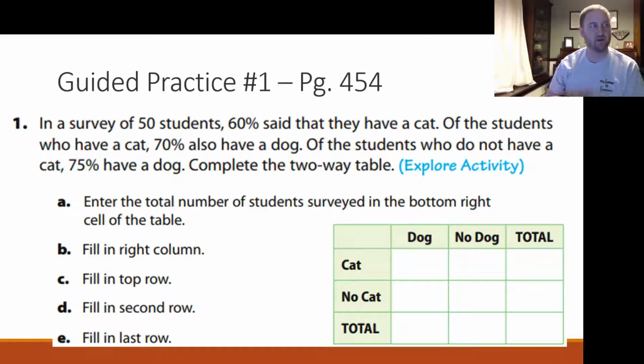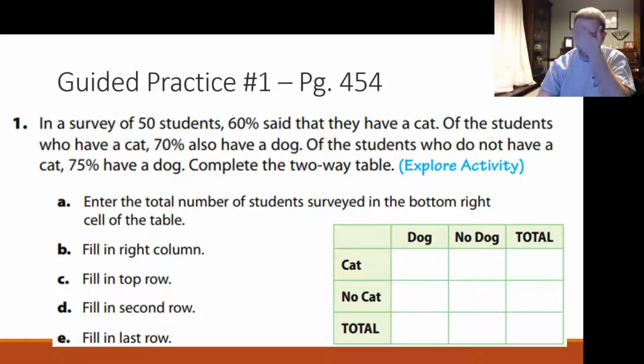All right, so what I want you to do is go ahead and fill this out on your own. Okay, so it says in a survey of 50 students, 60% said they have a cat. Of the students who have a cat, 70% also have a dog. Of the students who do not have a cat, 75% have a dog. It says complete the two-way table.